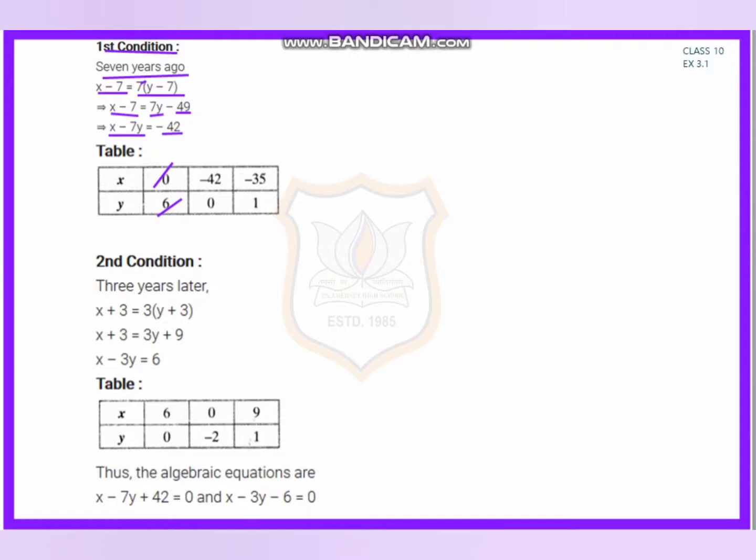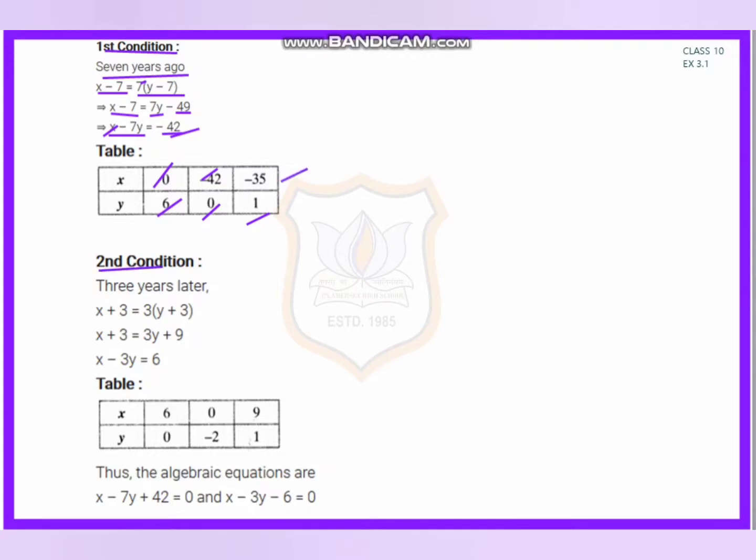Next, if I put the value of y as 0, 7 into 0 is 0, so we get the value of x equals minus 42. Next, if I put x as 1 instead, I get the value of y as... Putting y as 1, I get the value of x as minus 35.